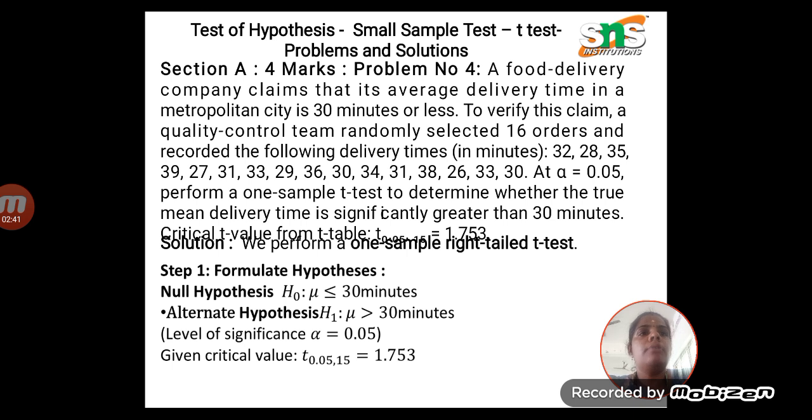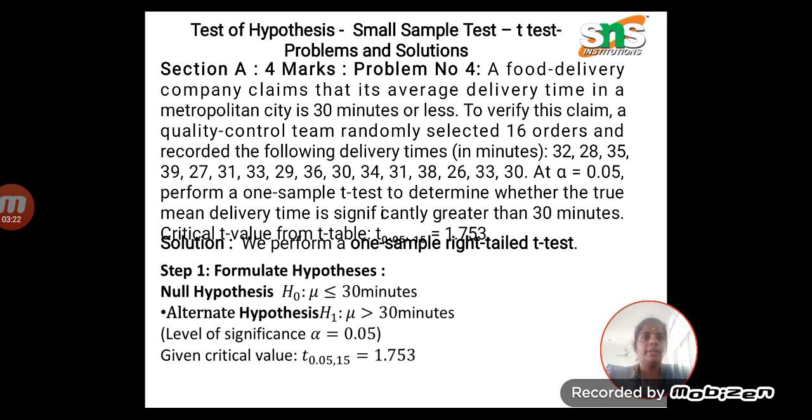And the second problem is, a food delivery company claims that its average delivery time in a metropolitan city is 30 minutes or less. To verify this claim, a quality control team randomly selected 16 orders and recorded the delivery time. The alpha, that is the significance level, is 0.05, that is 5% level of significance for this problem. We have to determine whether the true mean delivery time is significantly greater than 30 minutes. Okay, so I am going to test with the right-tailed test.